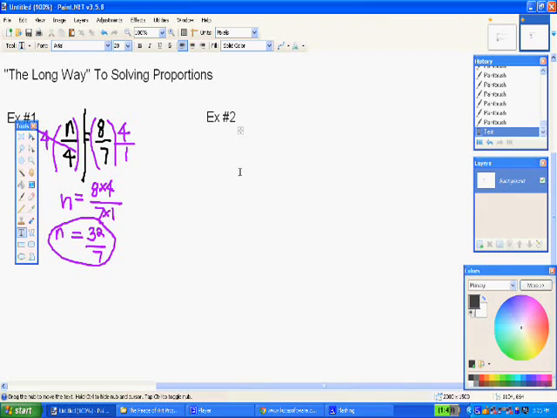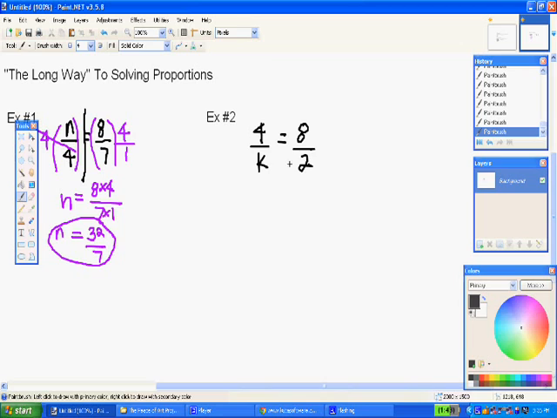Example number 2. What happens if the variable is on the bottom? Like this. We have 4 over k, and k is our variable, equals 8 over 2. Again, we want the variable to be on one side, and we want the numbers to be on another side. But k is kind of on the bottom, so we have to do a little bit of manipulation. To get k to kind of go up to the top, we have to do the following thing.